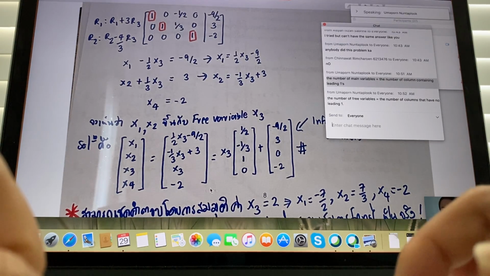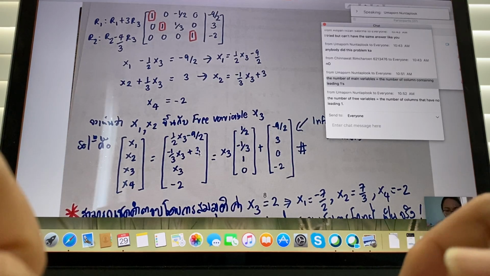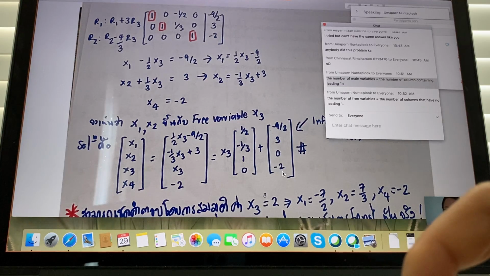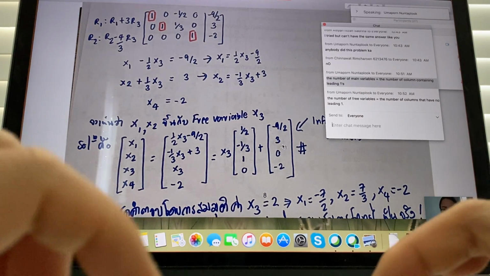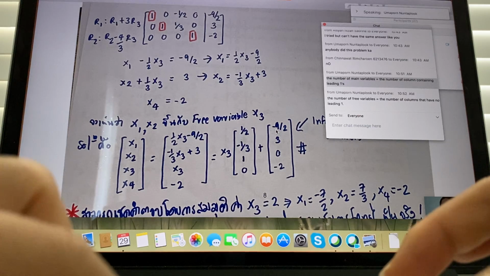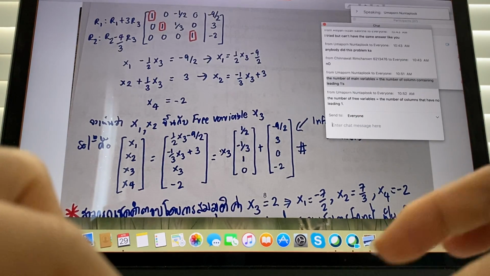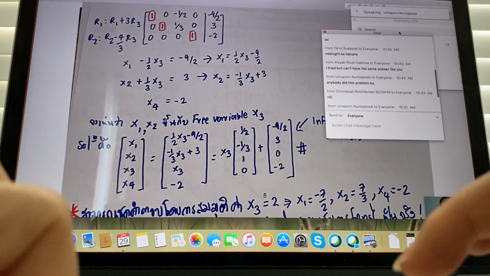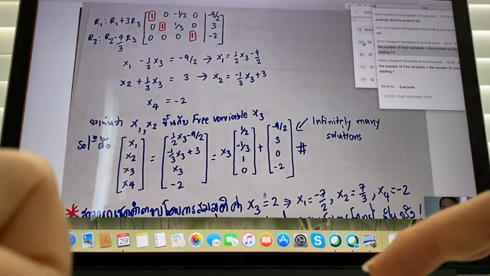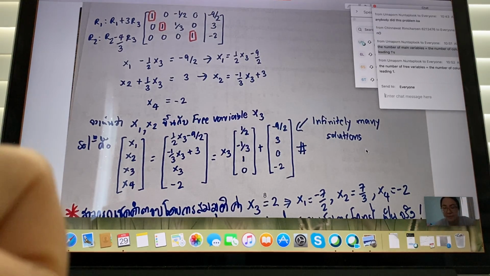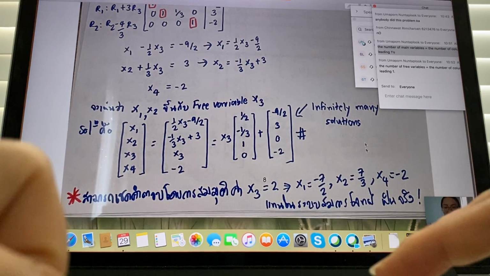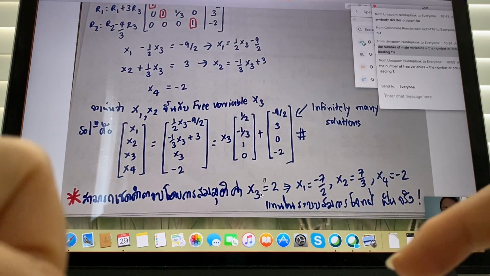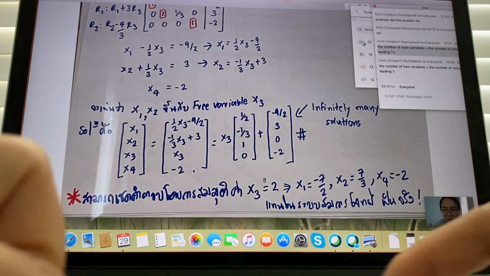The last term we don't have x3, so 0. And then we keep the constant term the same, but together. So we're going to have -9/2, 3, 0, and -2. You see that? So now our solution depends on x3, right? And x3 is a free variable. Every time you have a free variable in your system, that means we have infinitely many solutions. Once you have infinitely many solutions, I only set the value because we have x4 equal to -2.